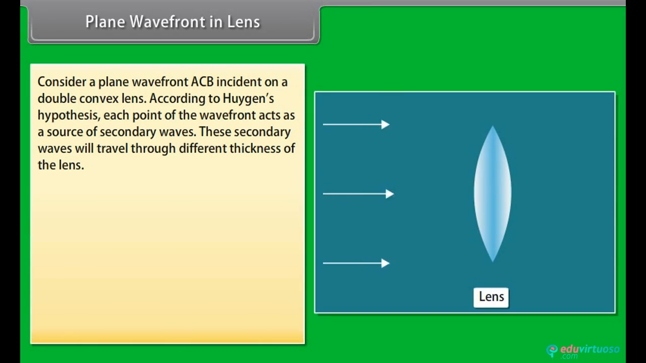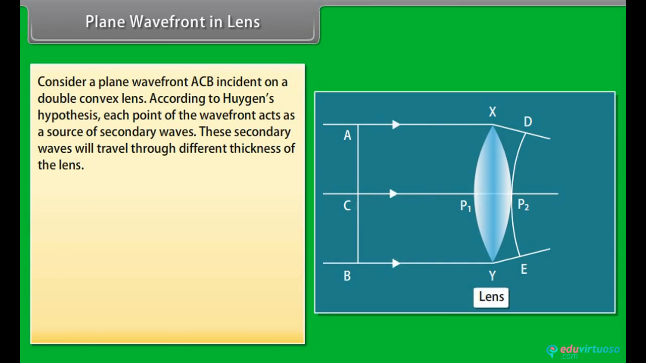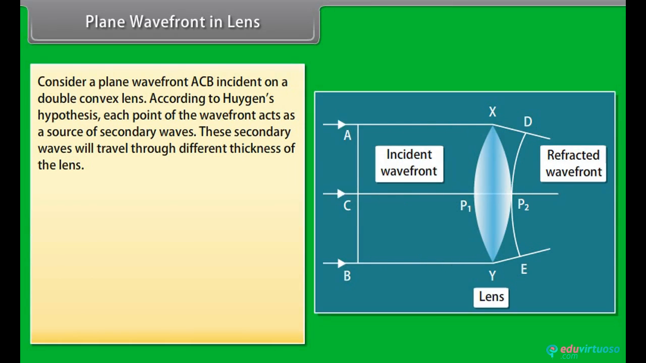Plane wavefront in lens. Consider a plane wavefront ACB incident on a double convex lens. According to Huygens' hypothesis, each point of the wavefront acts as a source of secondary waves. These secondary waves will travel through different thickness of the lens.